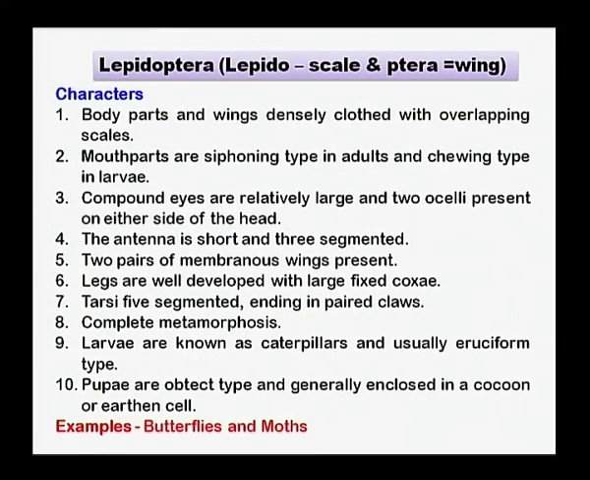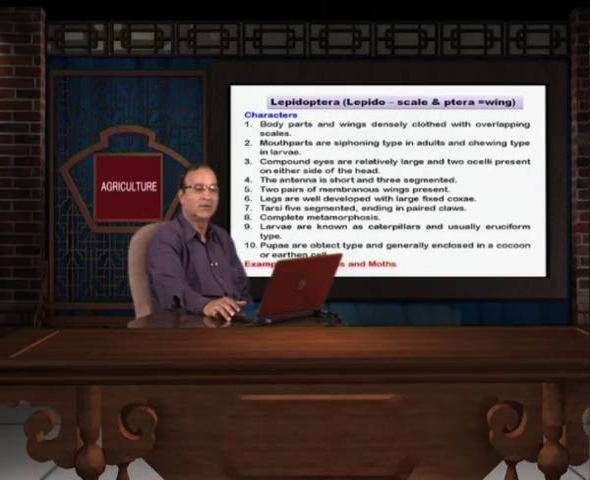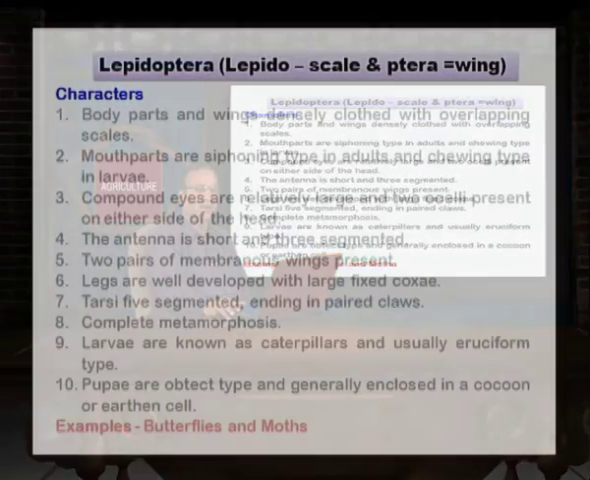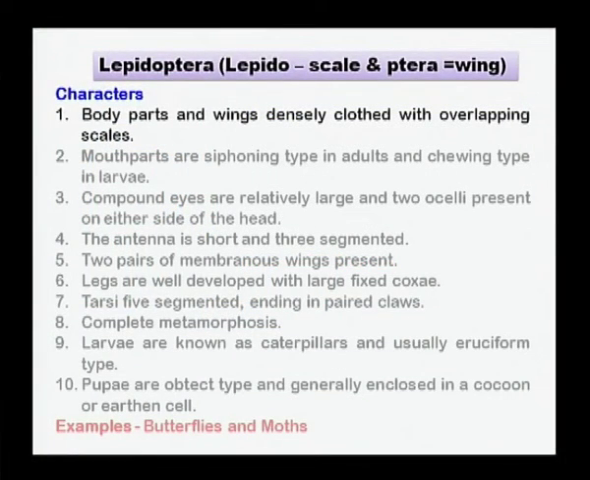Another important order is Lepidoptera. Lepido means scale and ptera means wings. So, scaly insects come under this order, and the characters include body parts and wings densely clothed with overlapping scales.